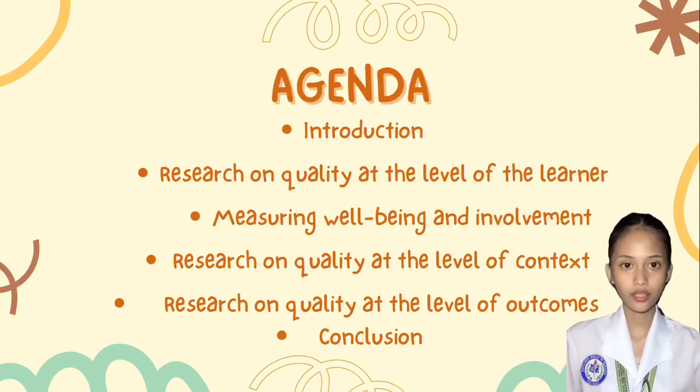So our agenda for today is first, the introduction. Second, research on quality at the level of the learner. Third, measuring well-being and involvement. Fourth, research on quality at the level of context. Fifth, research on quality at the level of outcomes. And the last one is the conclusion.